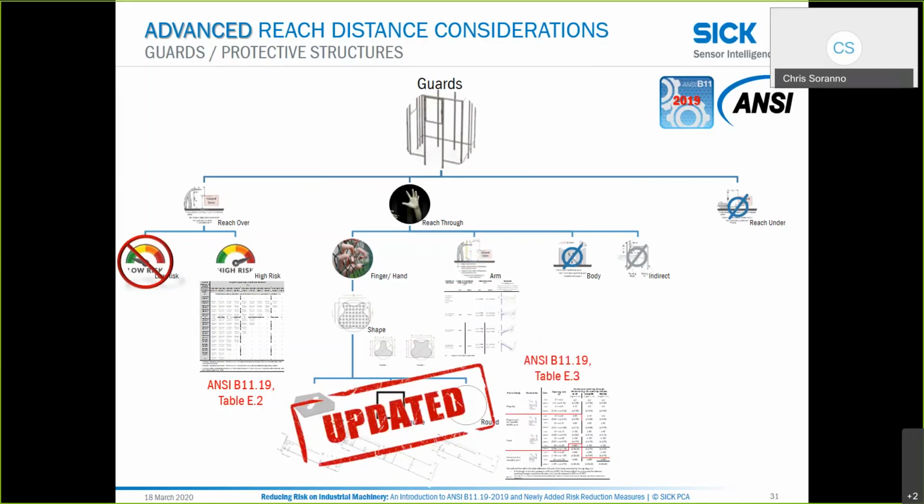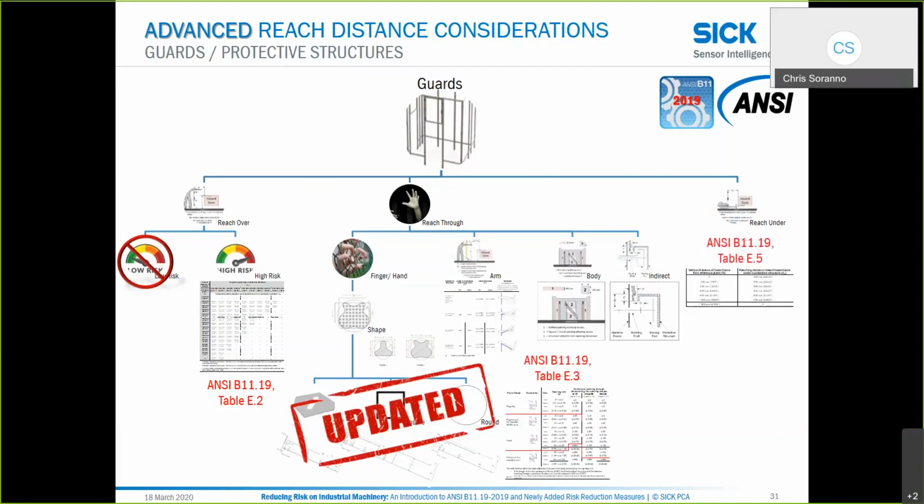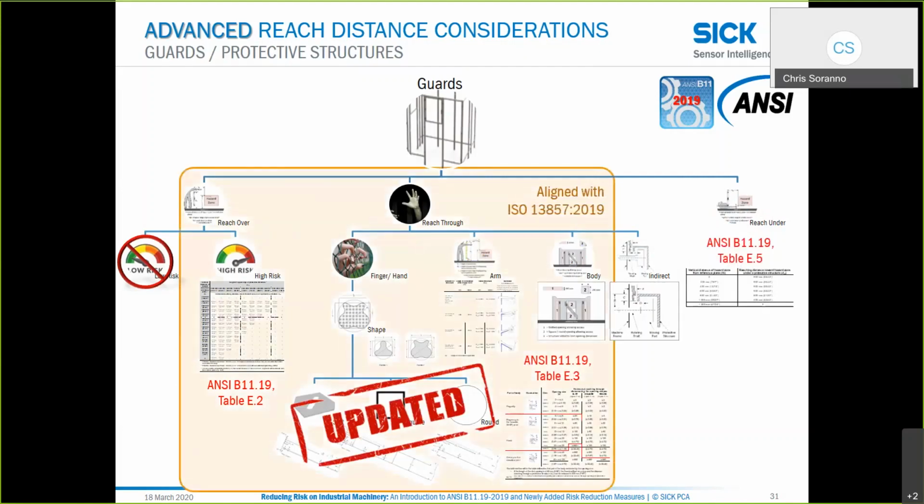As I mentioned before, reaching through with the arm with some limitation of motion, preventing whole body access and the indirect access, and then the reaching under, as I mentioned before, has new information. So what we've done here is aligned greatly with what's being done internationally for guidance for physical protective structures and guards, and created new content that we hope to propose to those international standards with the goal of getting more global alignment in the future.